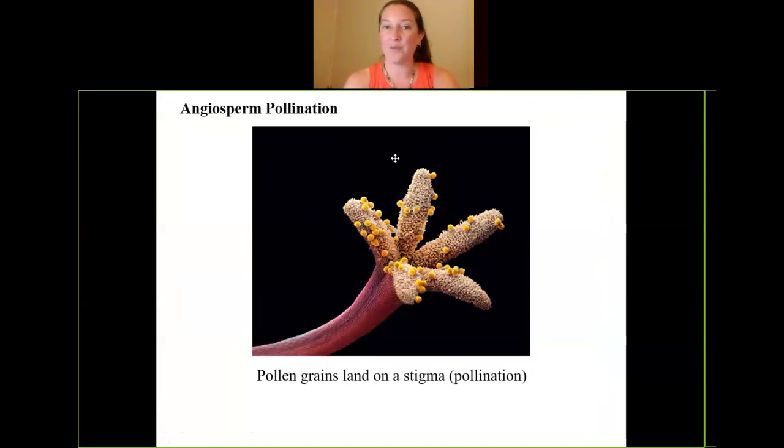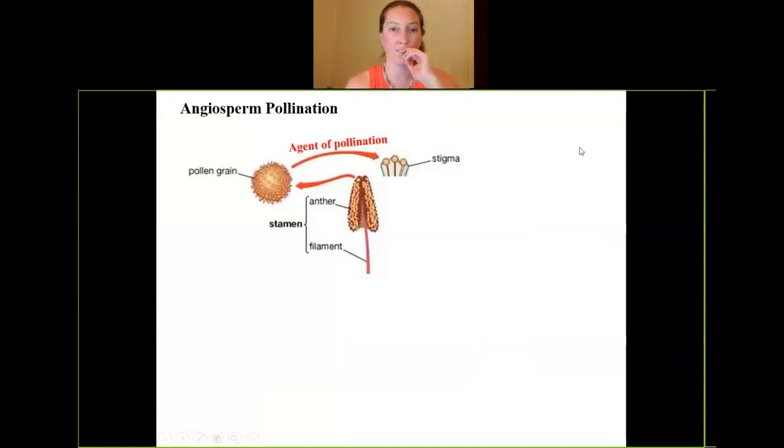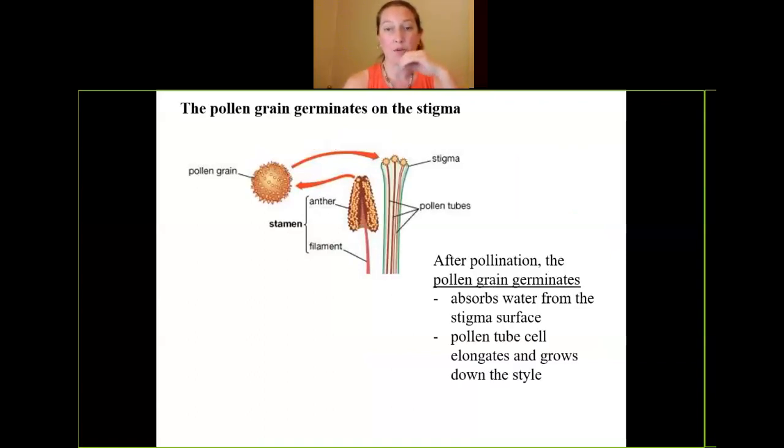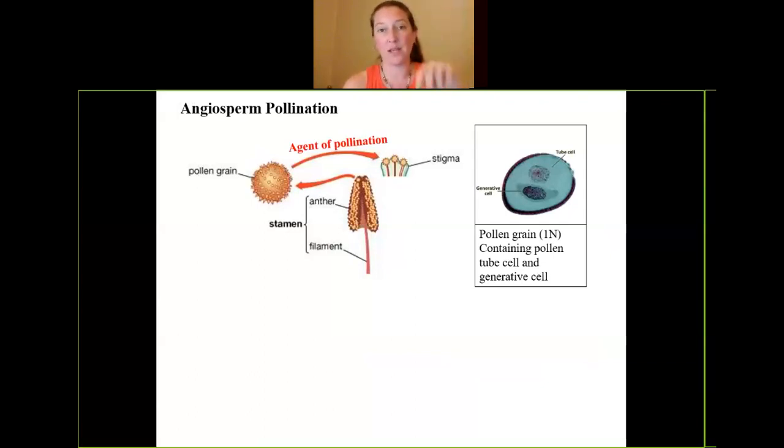So, like I said, once the pollen grain lands on top of the sticky stigma, you have pollination occur, right? Pollination. Then what? Pollination is not fertilization. It's a different process. So what happens after pollination? Well, the first thing that's going to happen is the pollen grain, which remember has two cells in it, a pollen tube cell and a cell that makes sperm. That's on top of the stigma.